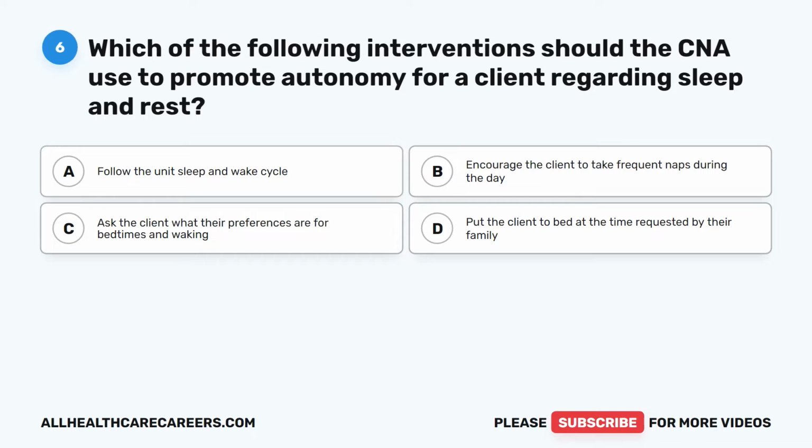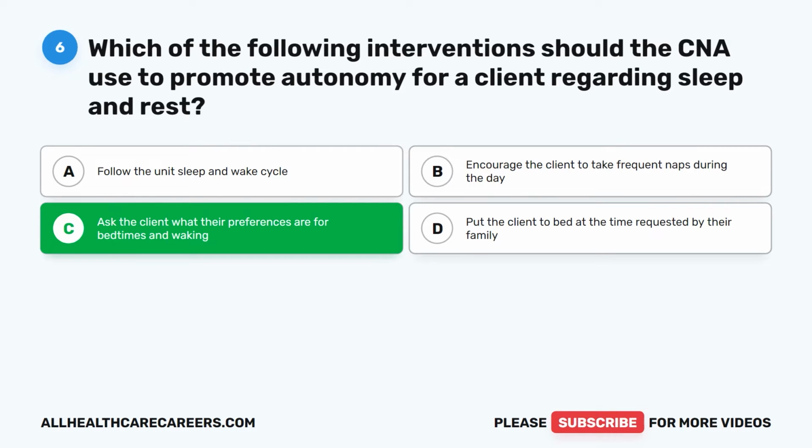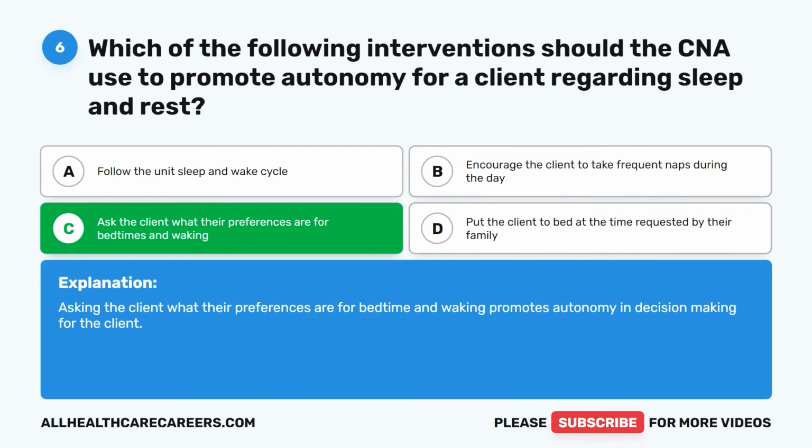Question 6. Which of the following interventions should the CNA use to promote autonomy for a client regarding sleep and rest? A. Follow the unit sleep and wake cycle. B. Encourage the client to take frequent naps during the day. C. Ask the client what their preferences are for bedtimes and waking. D. Put the client to bed at the time requested by their family. The correct answer is C. Ask the client what their preferences are for bedtimes and waking. Asking the client what their preferences are for bedtime and waking promotes autonomy in decision-making for the client.